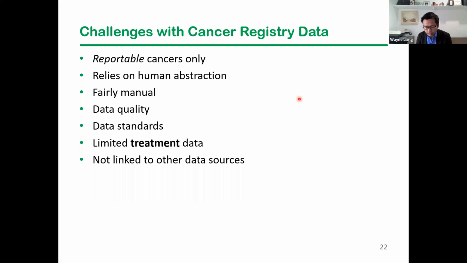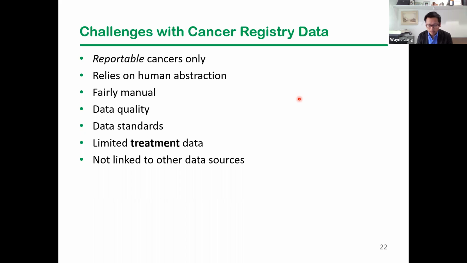So cancer registries as a form of real-world evidence has some challenges. One, it only includes reportable cancers. Cancers that are not reportable are not counted. It often relies on human abstraction. I'm not aware of any fully automated methods. At very minimum, they're all human involved. It's a fairly manual process. The data quality is variable. As I mentioned, these registrars are trained, but they're not clinicians. And there is uneven availability of data standards.